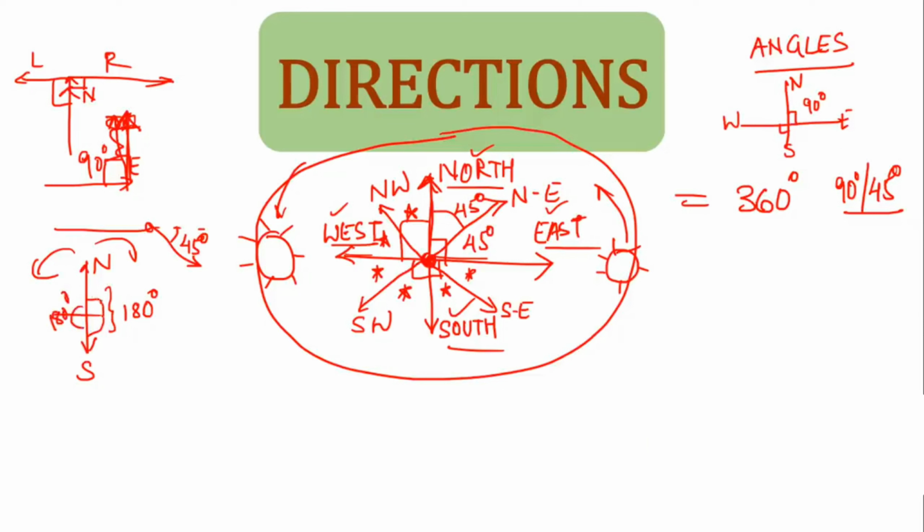So whenever a person makes a 180 degree turn, the person will face in the opposite direction, right? So if I am going east, and if I take a 180 degree turn, I'll face west. This is east, this is west, this is 180 degrees. See how easy these concepts are, right?